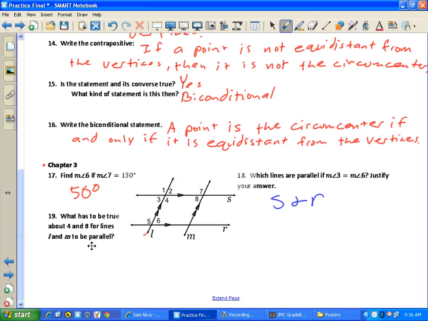What has to be true about angles 4 and 8 for lines L and M to be parallel? Well, 4 and 8 are both sitting on this line, so that would be our transversal. That transversal crosses L and M. So 4 and 8 would be consecutive interior. In order for these to be parallel, our consecutive interior angles have to be supplementary. And that concludes page 2.